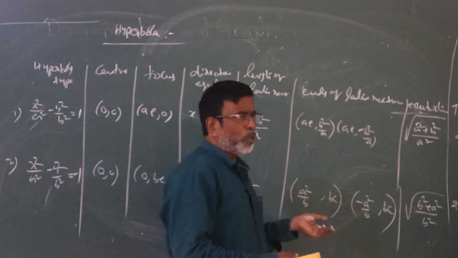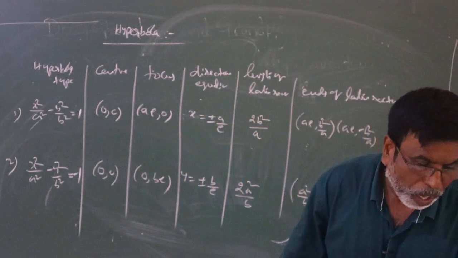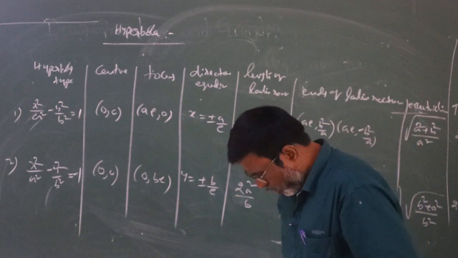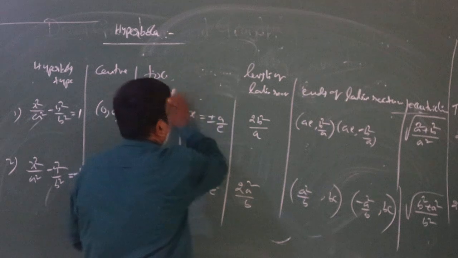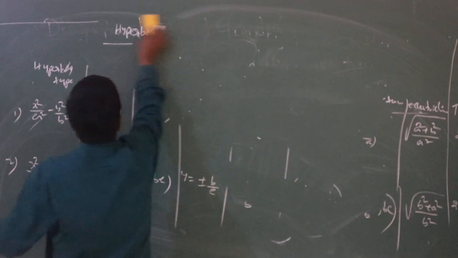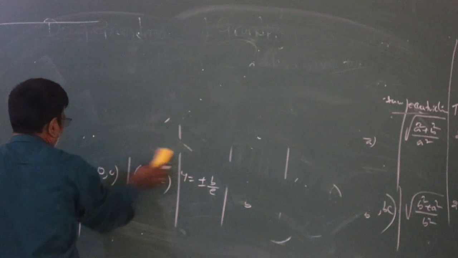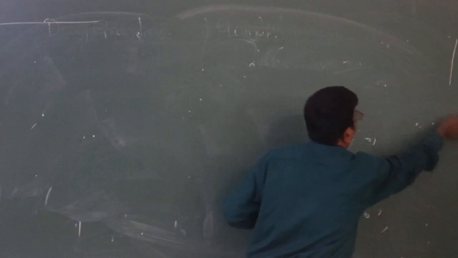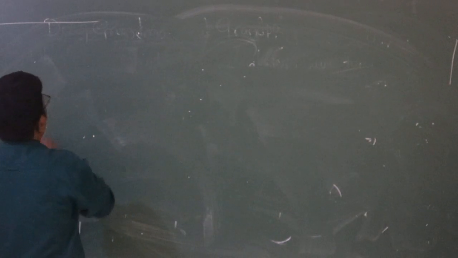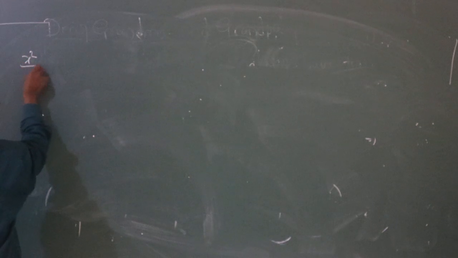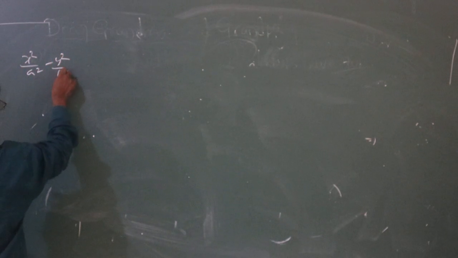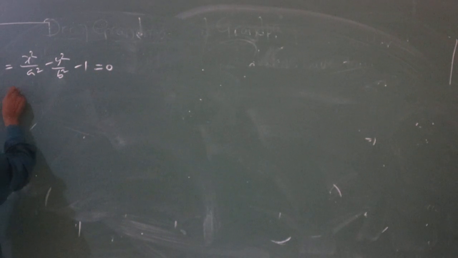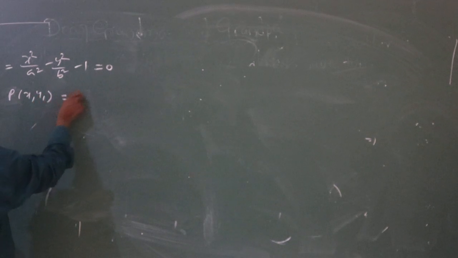Now we are going to explain some more shortcuts about this. For a hyperbola, the standard form is x square by a square minus y square by b square minus 1. This notation is S. So S11, where P is any one point.